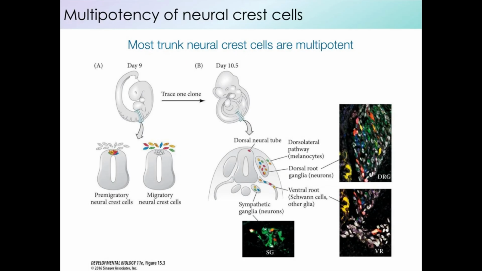Neural crest cells exhibit different levels of multipotency. In the case of the trunk neural crest cells, experiments using the confetti mouse model, in which nascent trunk neural crest cells in the mouse were fluorescently labeled using transgenes, show that a single cell could give rise to different cell types that populate different tissues.